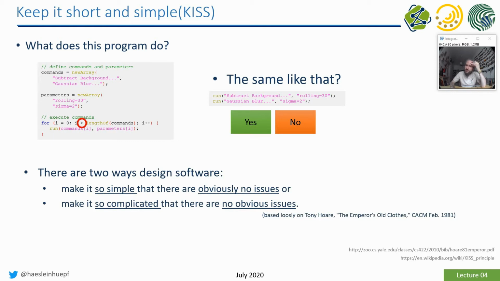There are two ways for designing software. You can make it so simple that there are obviously no issues, like the one on the right, or you can make it so complicated that there are no obvious issues. So if you see a way for simplifying your 3000 lines ImageJ macro, do it. The shorter a program is, the simpler the commands are, the better it is for you.